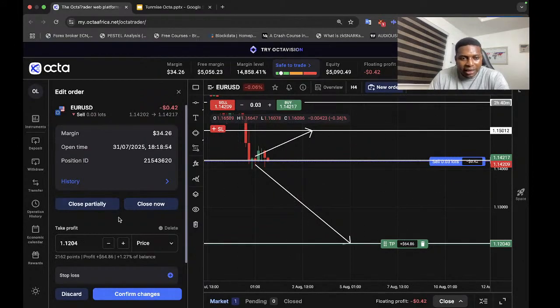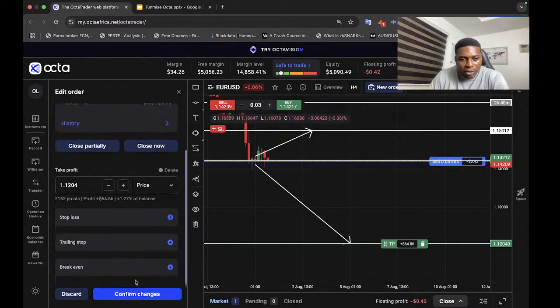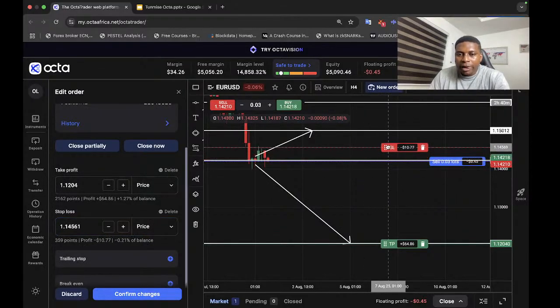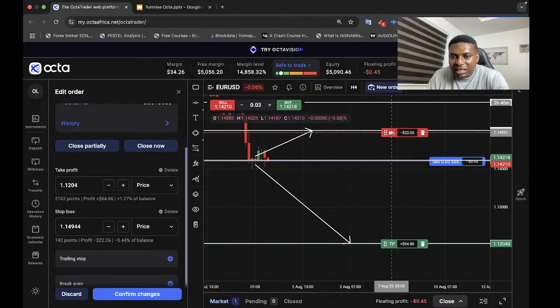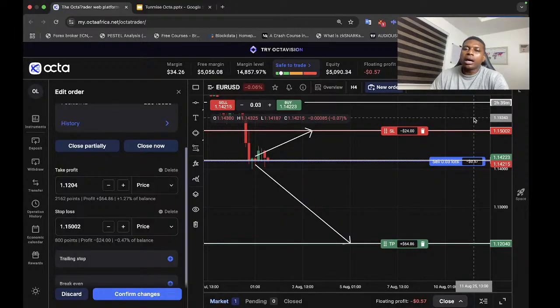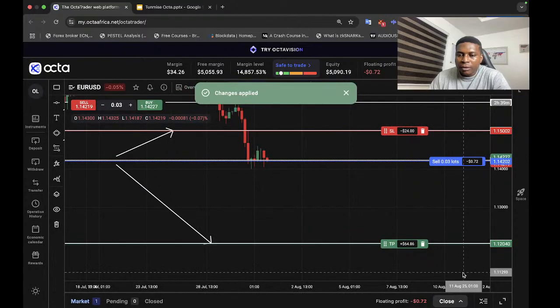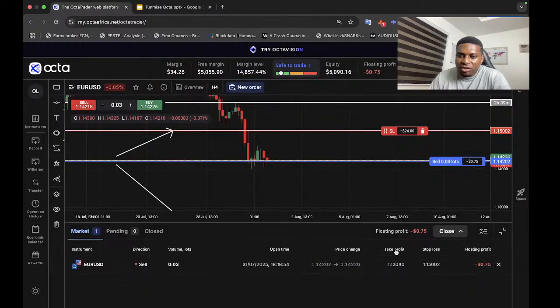Okay, and then I will now come here and say I also want to set my stop loss. Don't forget, I already said this is the level I want to set my stop loss. If it gets to 1.15002, I want to be taken out of the market. Then I click on confirm changes, and it says changes applied. So now on my trade, a take profit and a stop loss have been set.